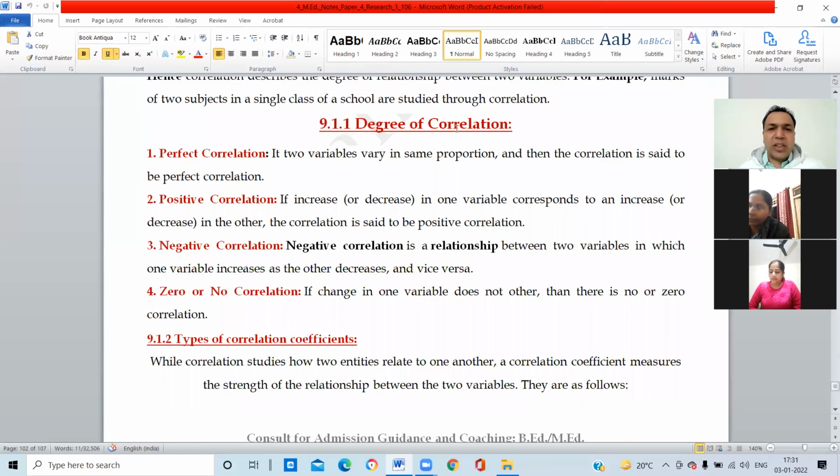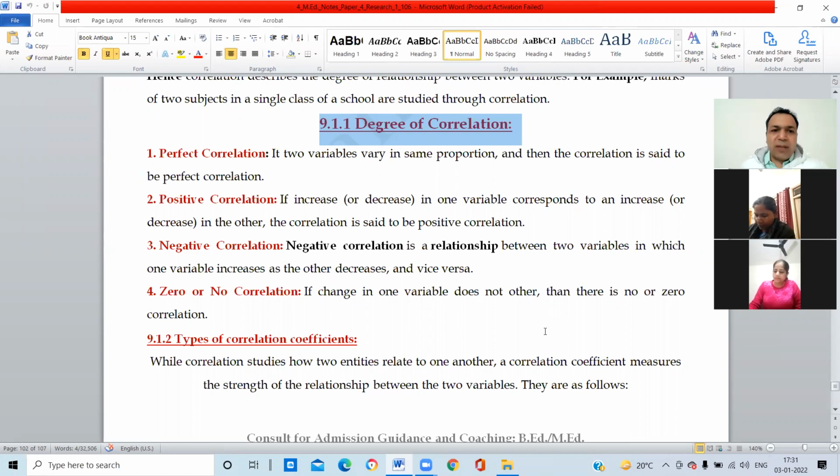Under the degree of correlation, we will understand what is a perfect correlation, what is a positive correlation, what is a negative correlation, and what is a zero or no correlation, right? Understand carefully. What is a perfect correlation? If two variables vary in the same proportion, then the correlation is said to be a perfect correlation. If there is a 50% demand and 50% of persons are using the mobile, we can say that it is a perfect correlation.